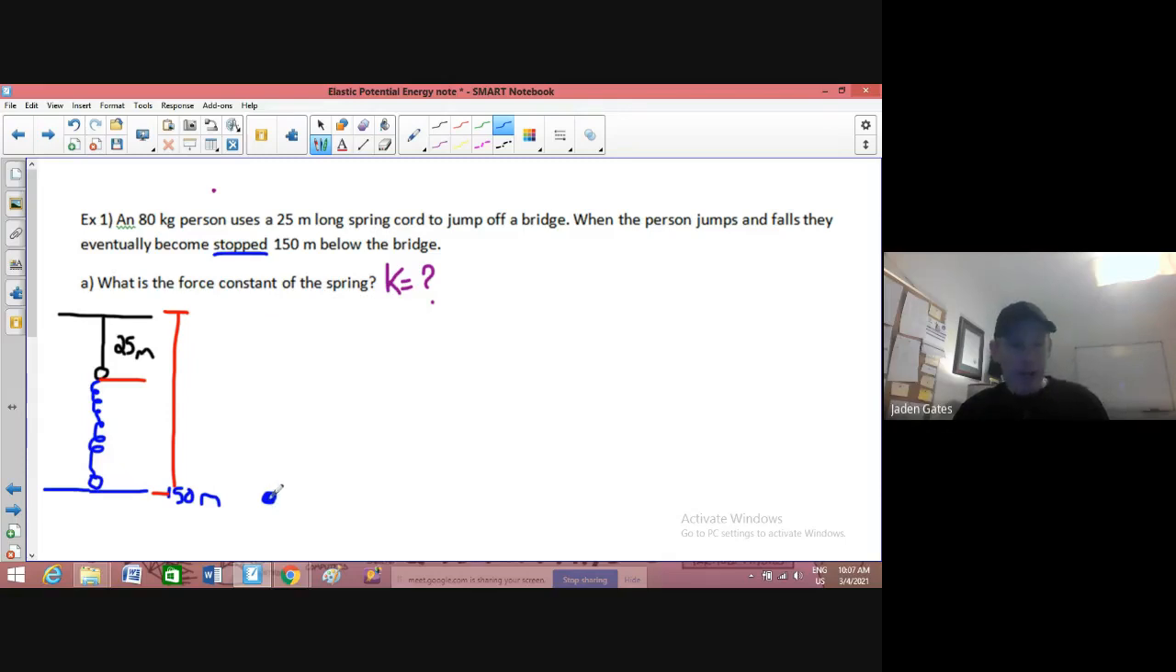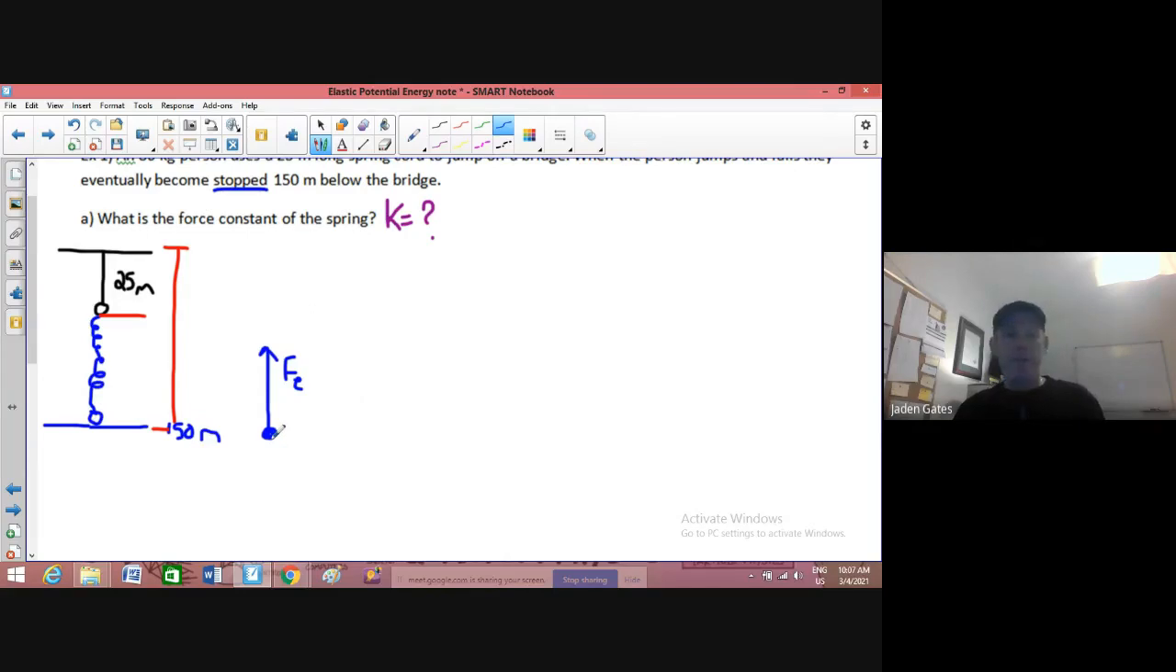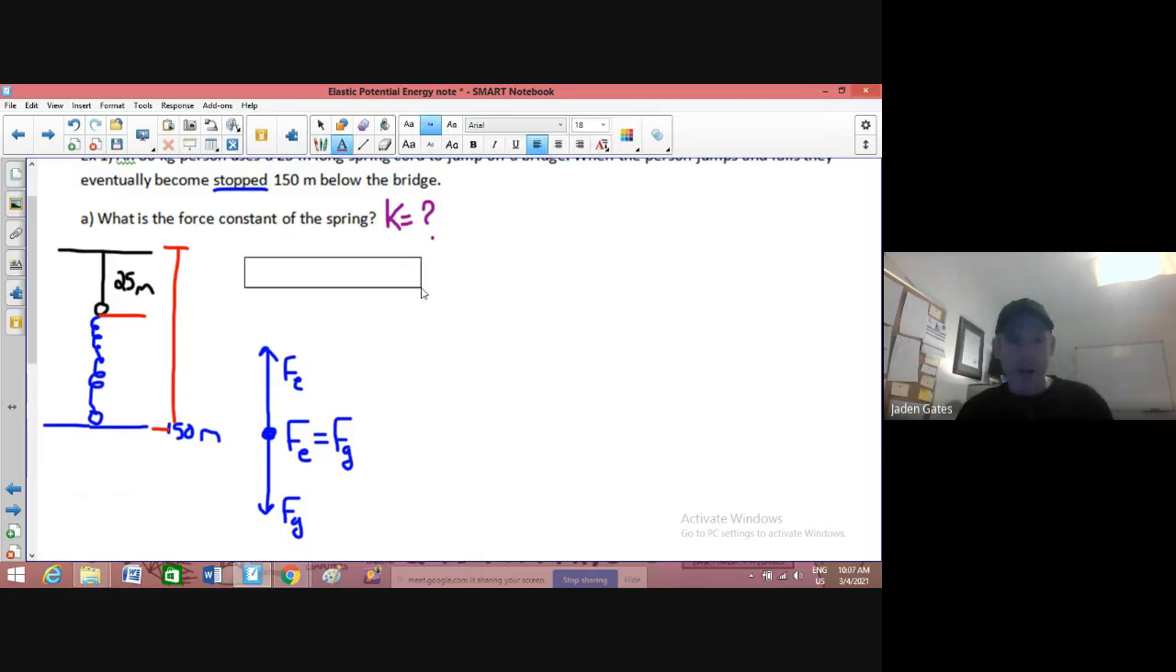So here's what's happening: this spring, because it's stretched, is pulling up on the person, their FE. But because they're stopped, the net force is 0. What is the only force acting on this person as they're suspended in midair? It is the force of gravity. So at this point, not all the time, but at this point, FE is equal to FG.